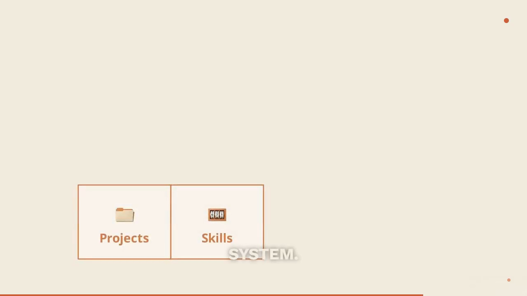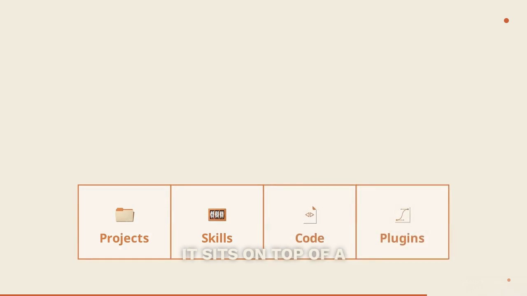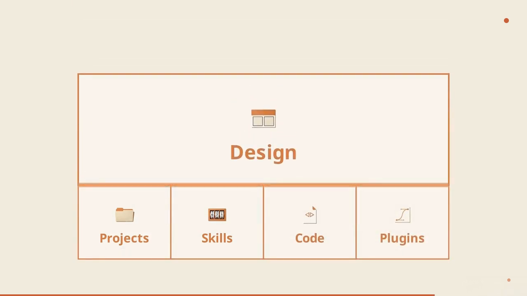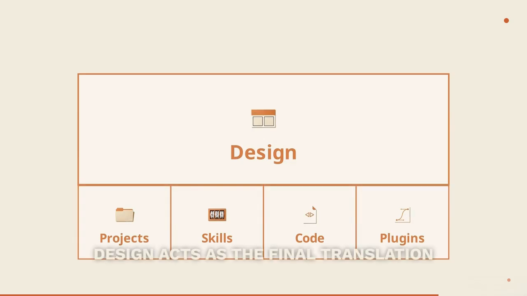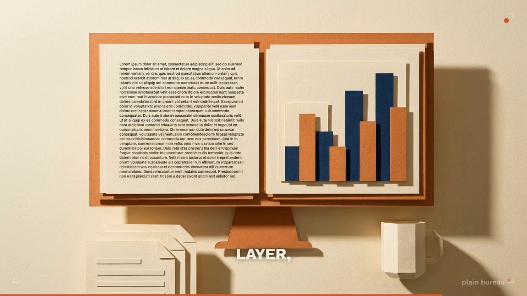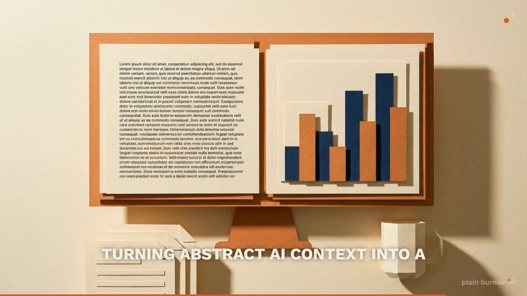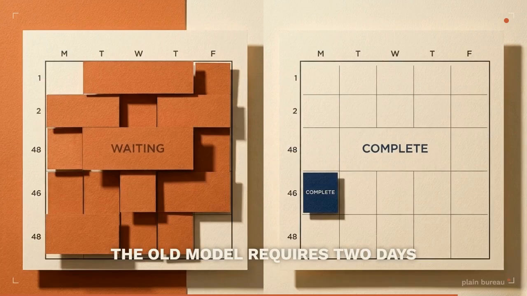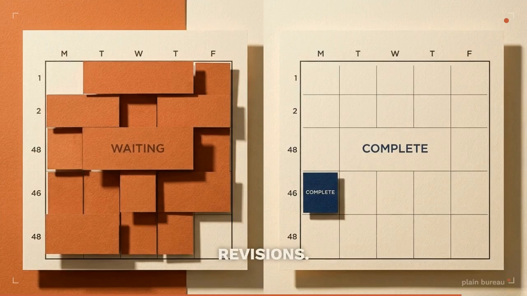As this chart shows, it sits on top of a foundational stack consisting of projects, skills, code, and plugins. Design acts as the final translation layer, turning abstract AI context into a tangible, finished asset the rest of the company can use. The old model requires 2 days of waiting and back-and-forth revisions. The new model relies on a 30-minute conversation.